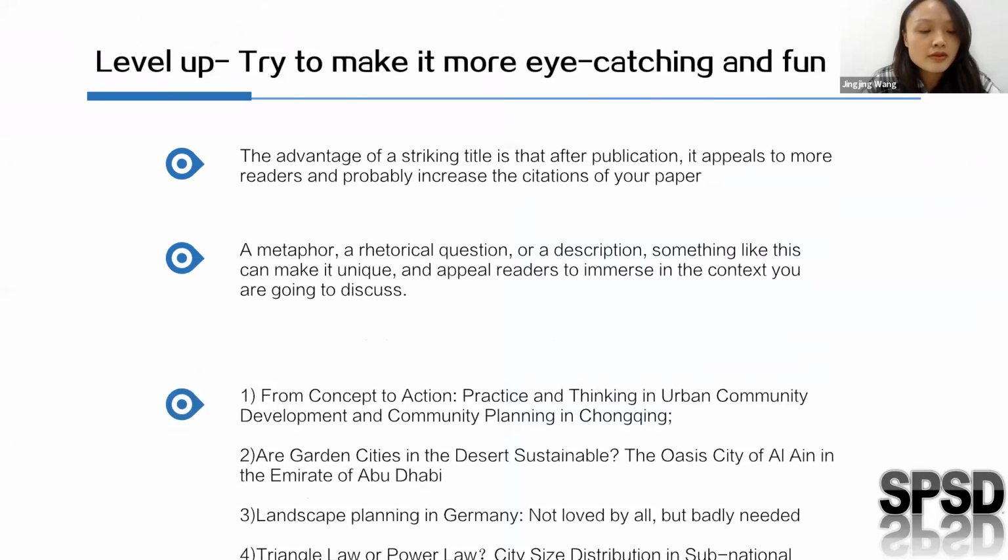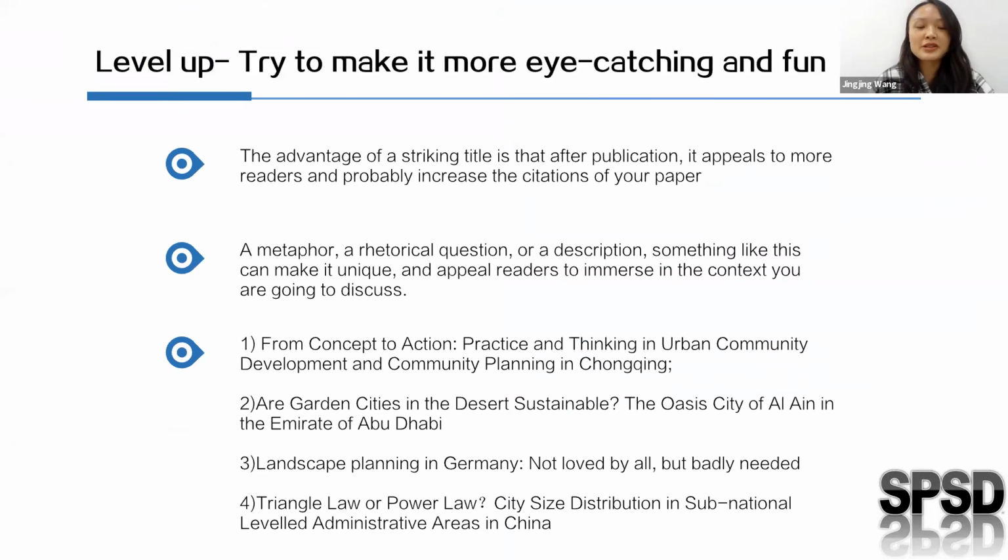On the basis of being qualified, you can also try to make your title more eye-catching and fun. The advantage of a striking title is that after publication, it can appeal to more readers and probably increase the citations of your paper. So a metaphor, a question, a description, or something like this can make your title unique and appealing to readers.